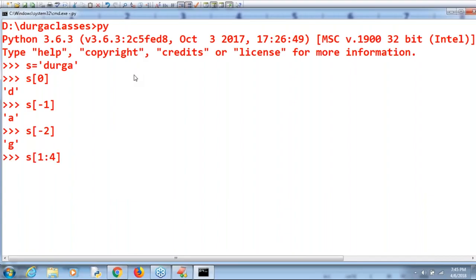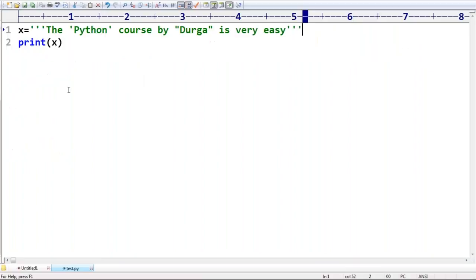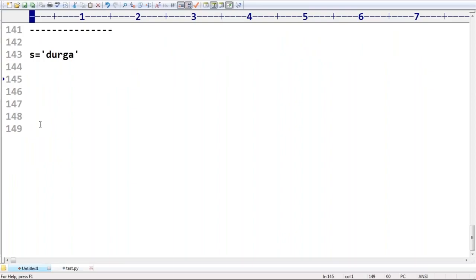1 to 4, sir. Remember that. 1 to 4 means from 1 to 3: we have to take from begin to end minus 1. Remember this one, sir. So S of begin index colon end index.